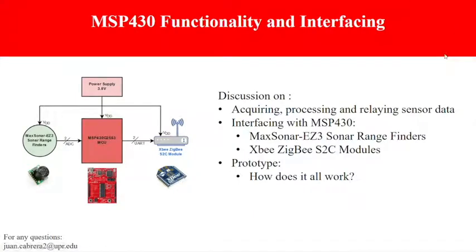To acquire, process, and later relay all sensor readings, an MSP430G2553 microcontroller is being used. This microcontroller, along with the ultrasonic rangefinders and XBee wireless radio modules, compose our most basic prototype for a module capable of calculating a vehicle's velocity and communicating it to a remote server.